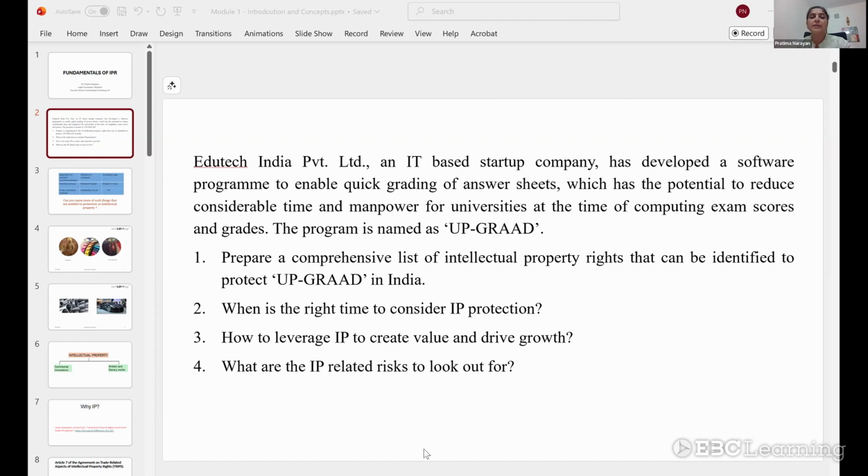Okay, as you type your answers, what is the right time to consider IP protection? Okay, Sachin says copyright, trademark, industrial design. Oh, okay, industrial design, we'll have to consider this, Sachin, whether this kind of innovation can fall under this category. Okay, what is the right time to consider IP protection?